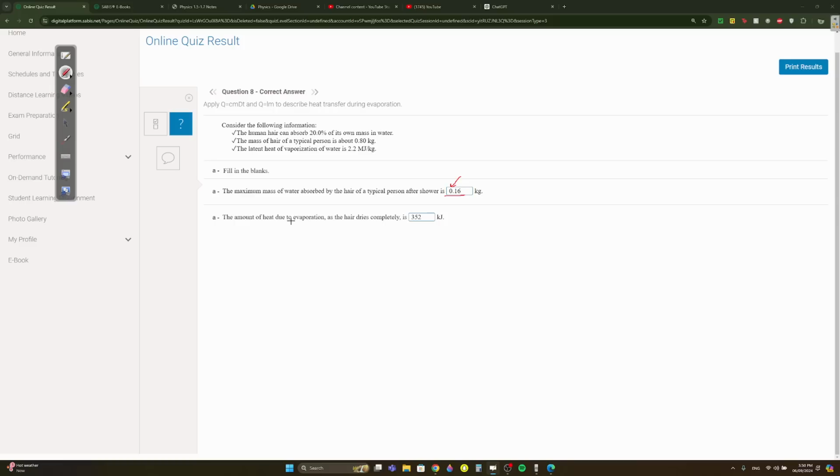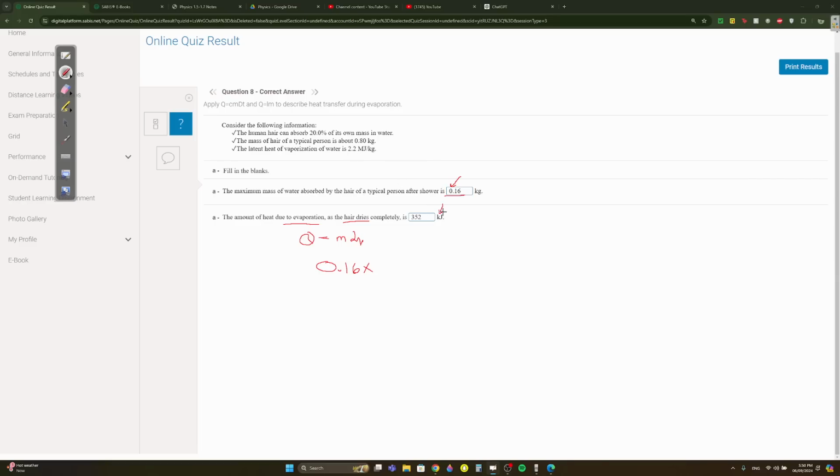The amount of heat due to evaporation as the hair dries. So all the water is on your hair. It's gonna dry now. It's gonna evaporate. How much heat does it need to evaporate? We know Q equals M LV, right? So here it's gonna do the mass of the water, which is 0.16, times the latent heat of vaporization, which is 2.2 megajoules per kilogram.